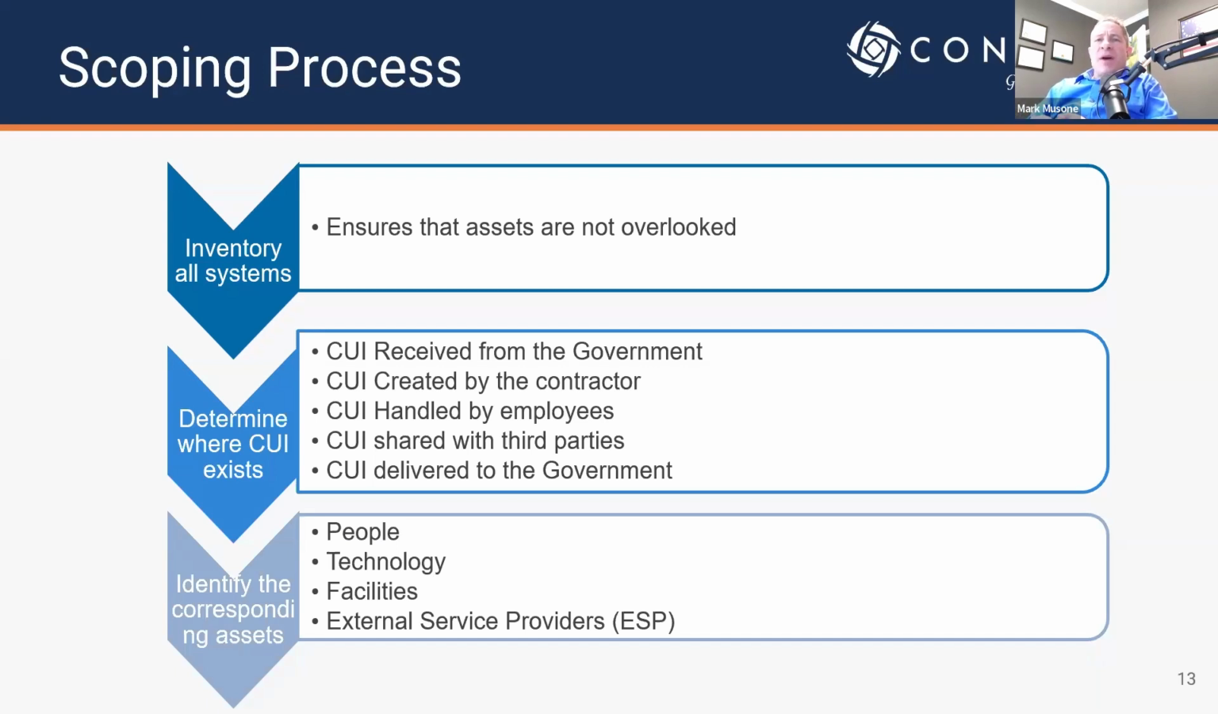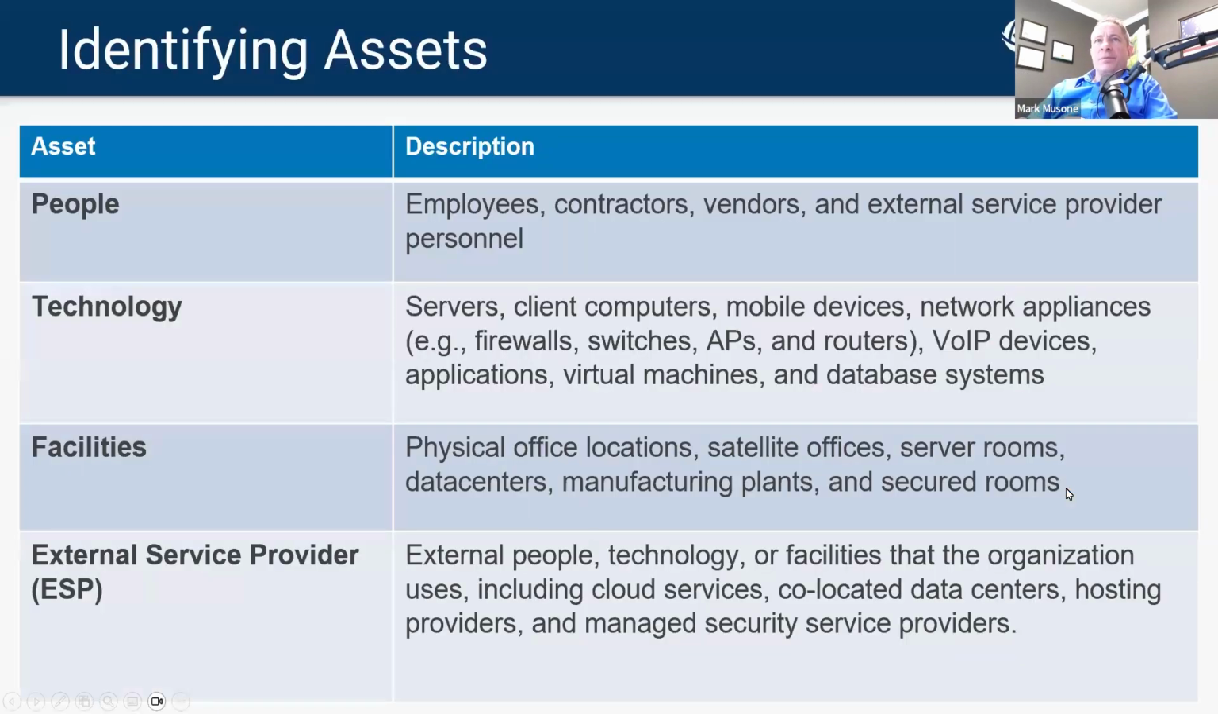And then we want to identify the corresponding assets. Assets can be people, technology, facilities, or external providers. So when we're looking at CUI and these different asset types, we want to make sure we're taking into account people, technology, facilities, and external providers. They are all subject to the assessment. People are the employees, contractors, vendors, and external service provider personnel.